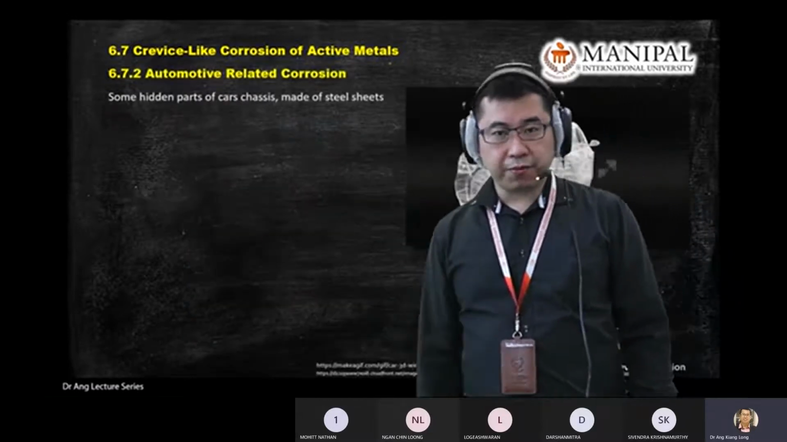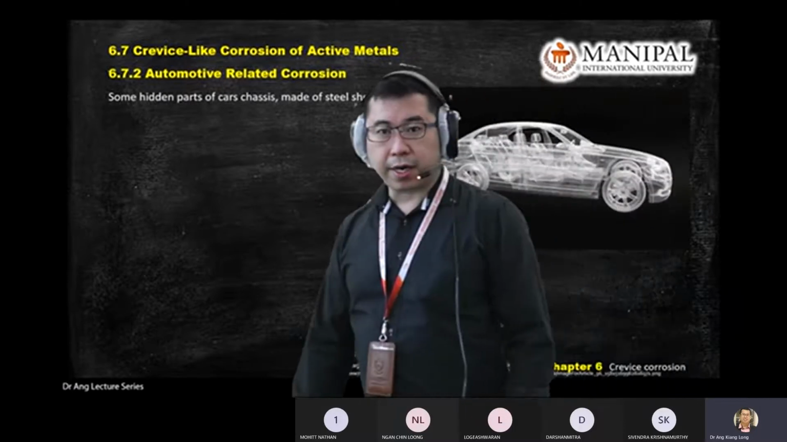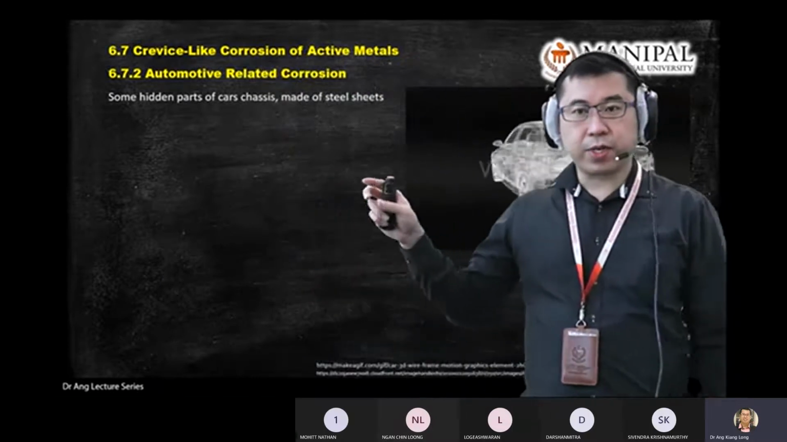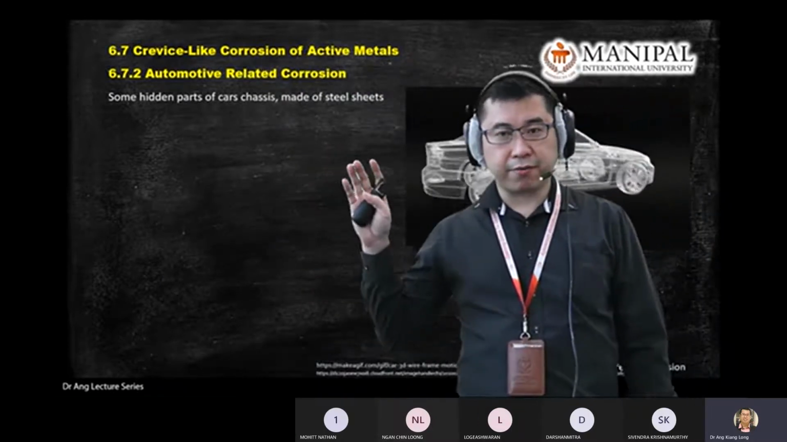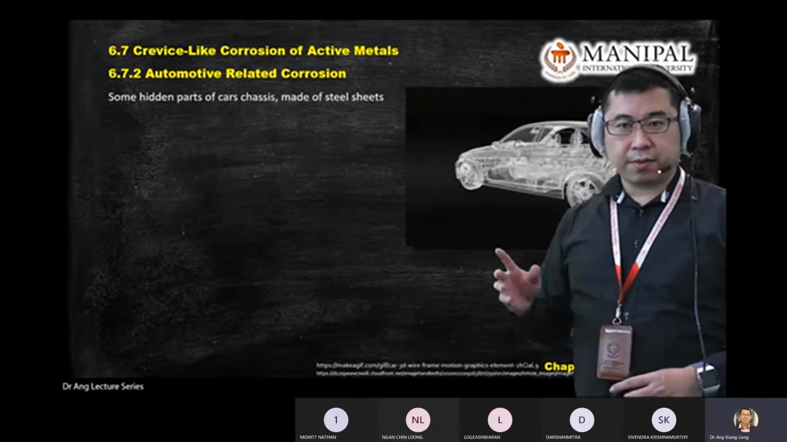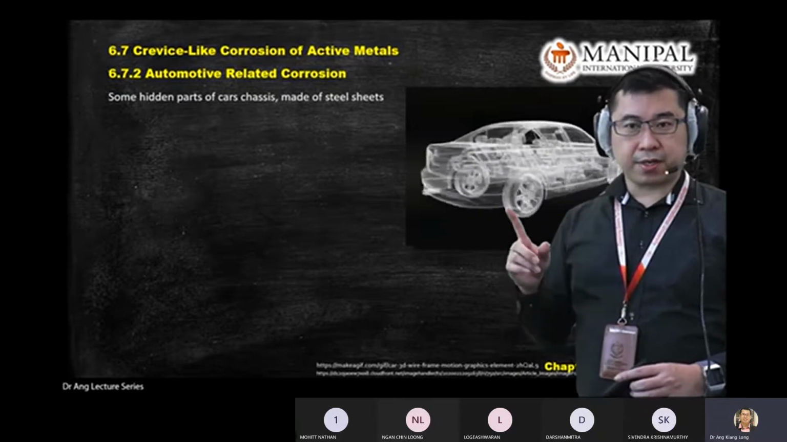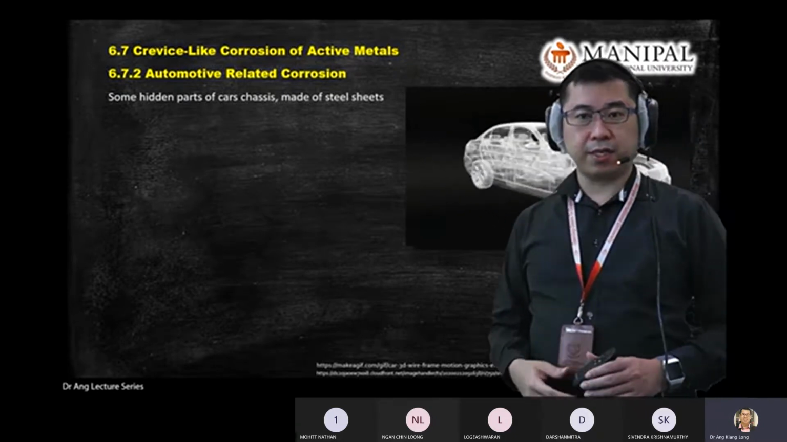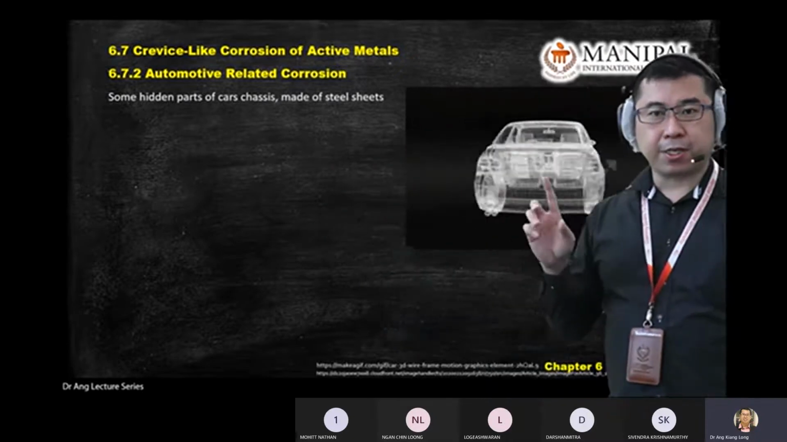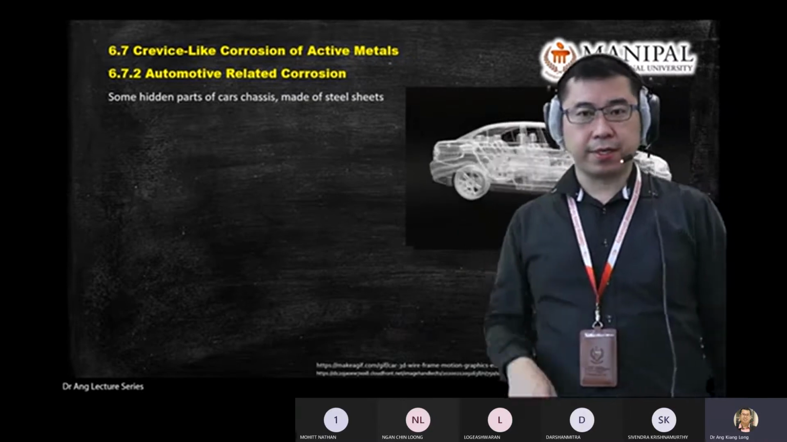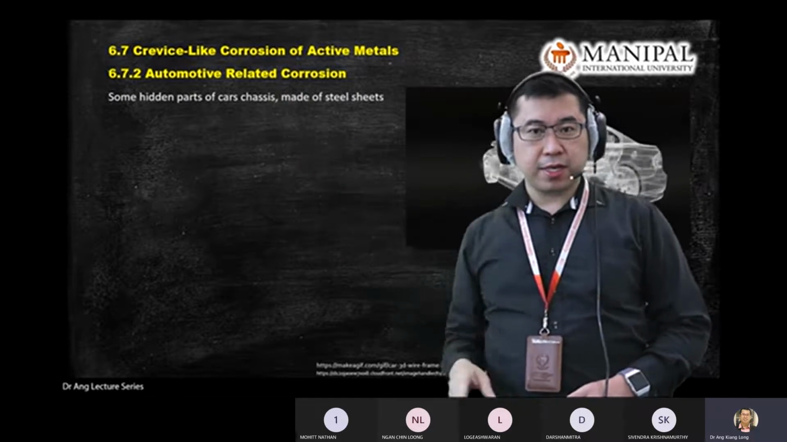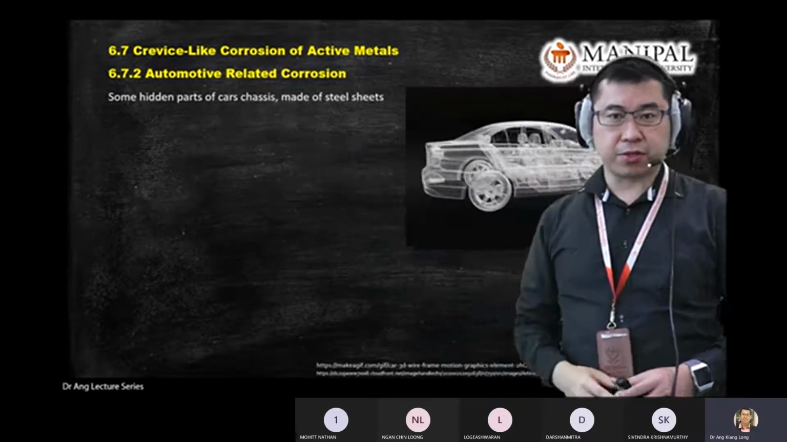Another one is automotive related corrosion. Sadly, a few weeks ago, Malaysia had a very serious flood. Lots of personal properties were destroyed because of the flood water. In the news or in the newspaper, you see lots of cars submerged in the water. So this is going to generate automotive related corrosion, especially crevice corrosion.